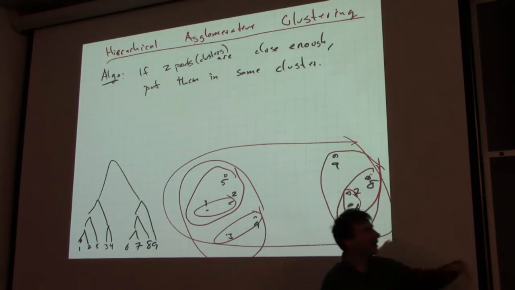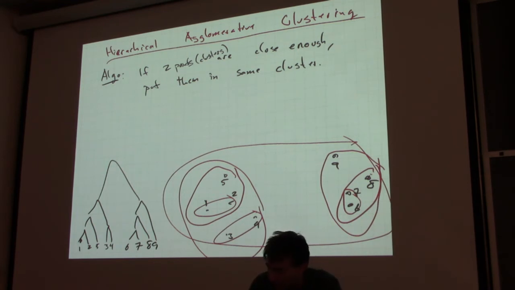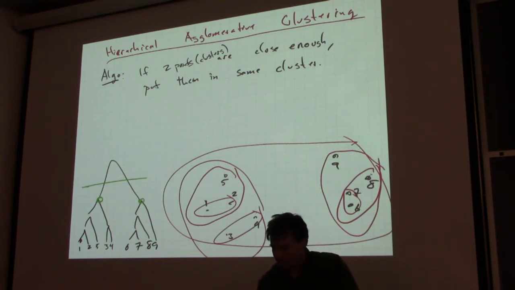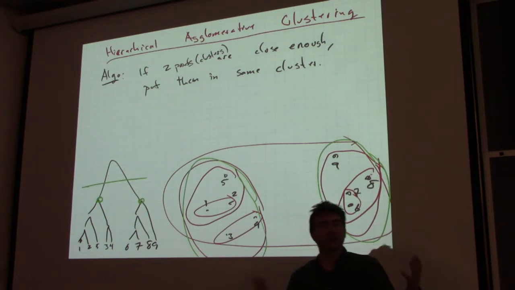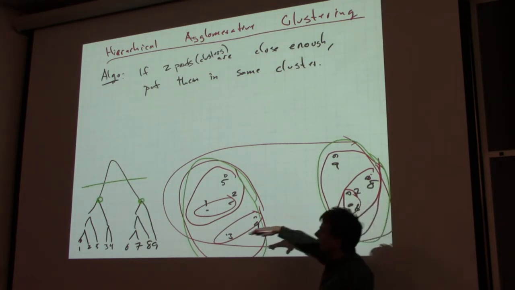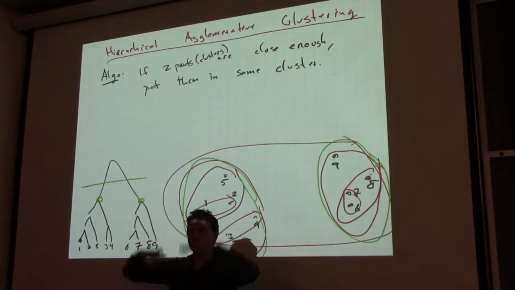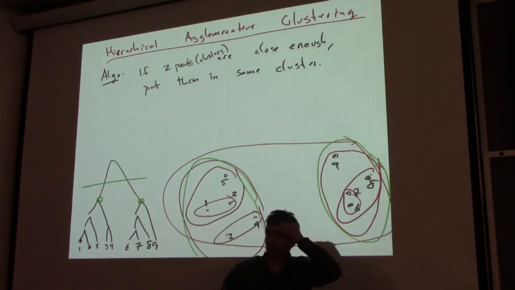So I get this nice hierarchy, and if I want two clusters, I chop off the hierarchy here and I get these two subtrees, which correspond to these two clusters. So I'm not just getting two clusters; once I've pre-computed this, it's easy to figure out clusters at many different levels of resolution.